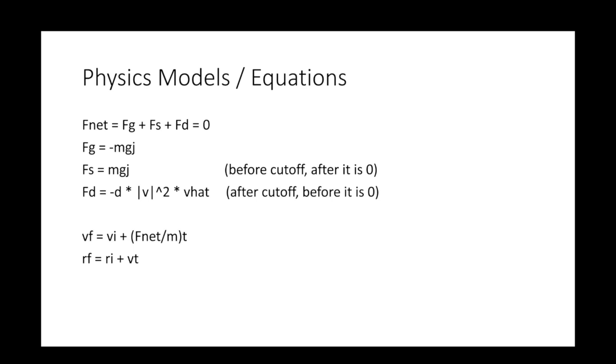The force of drag equals negative d, which is the proportionality constant of drag, times the magnitude of v squared times v hat, which is just the direction of the velocity. And that is after the cutoff. Before the cutoff, since the bottom of the slinky isn't moving, that is set to 0. We'll also be using the velocity update and the position update formulas.